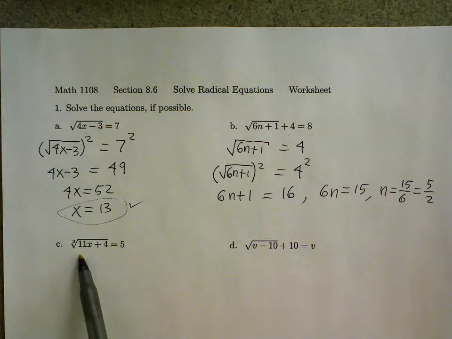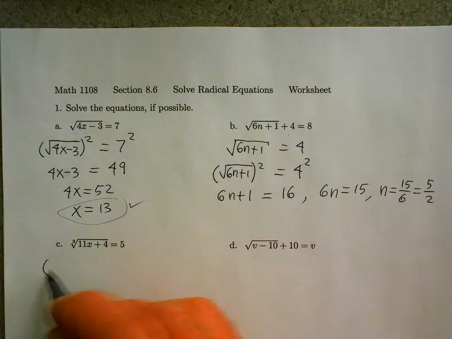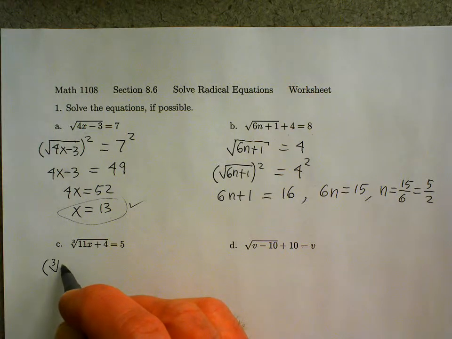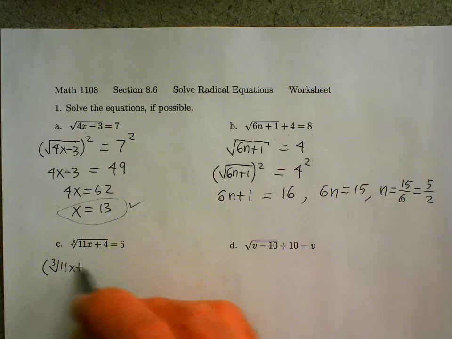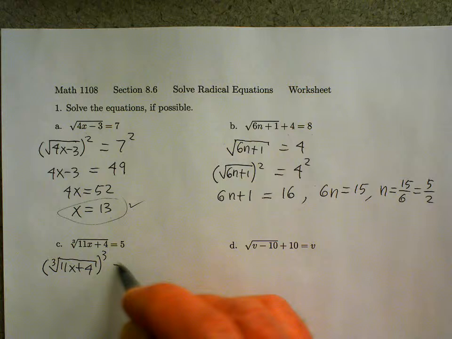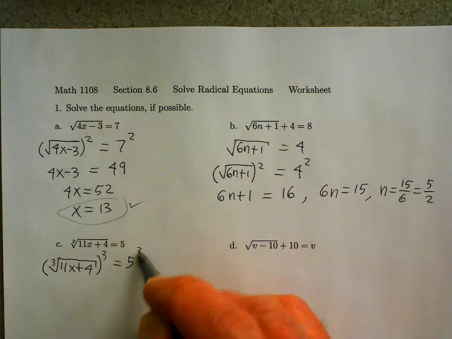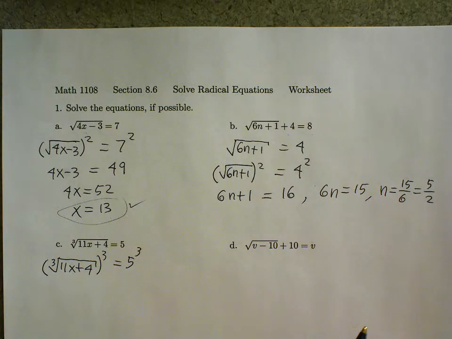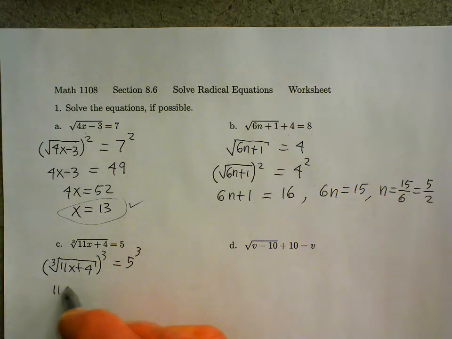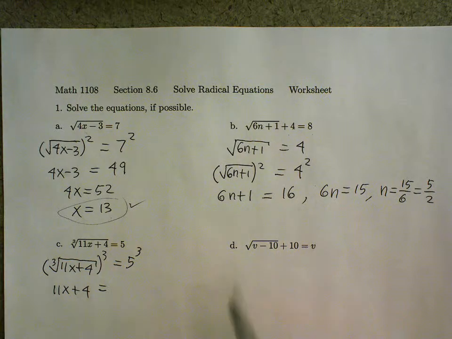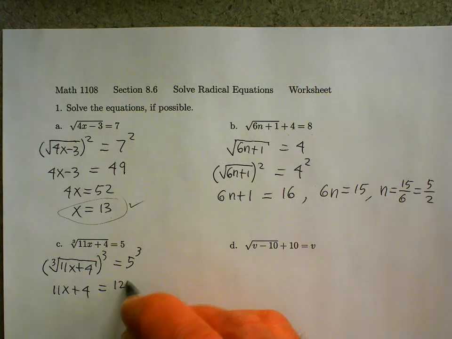Well, since we have the cubed root, the third root of 11x plus 4 equals 5, we want to raise both sides to the third power. So the third root of 11x plus 4 to the third power equals 5 to the third power. The cubed root of 11x plus 4 to the third is just 11x plus 4. And 5 to the third, 5 times 5 times 5, is 125.